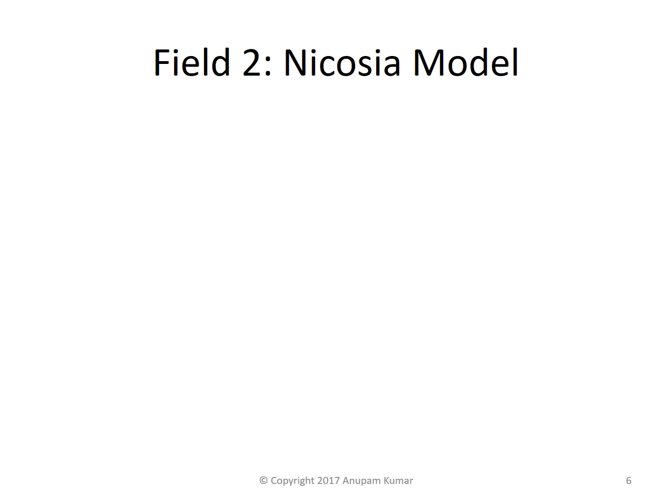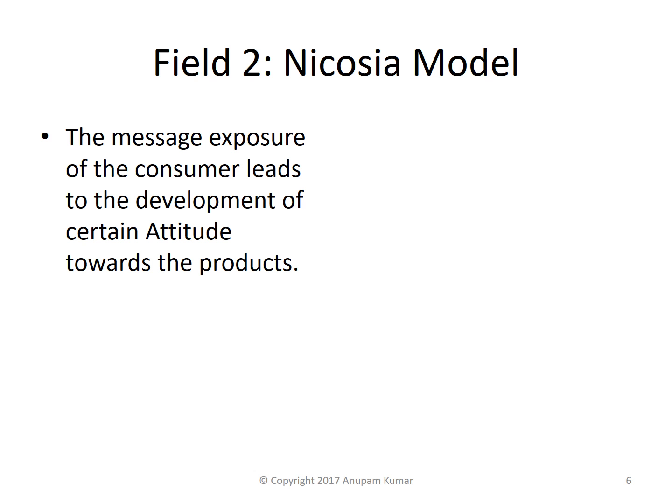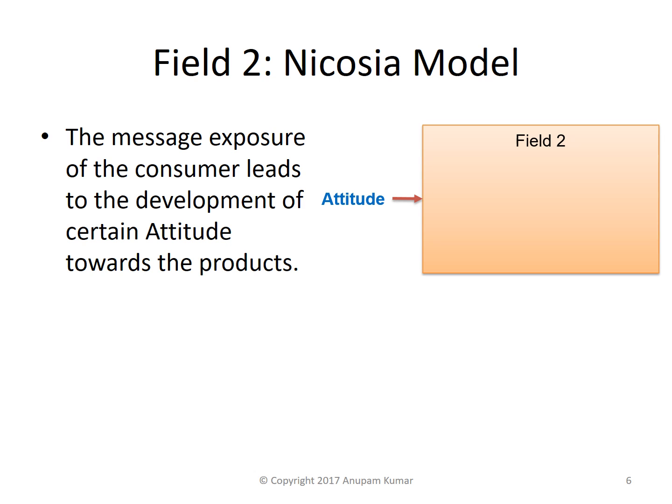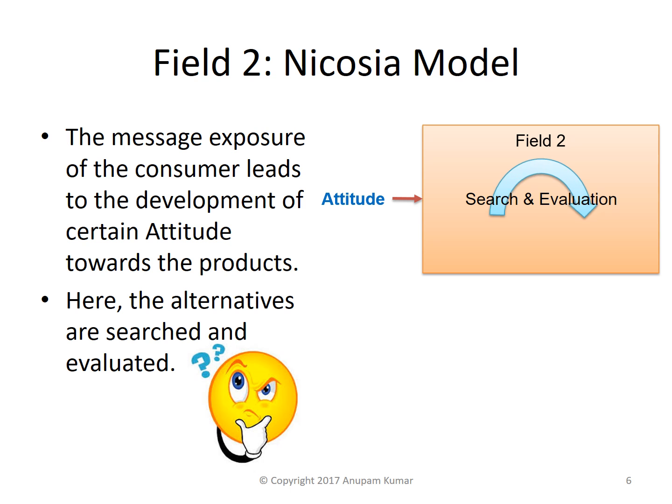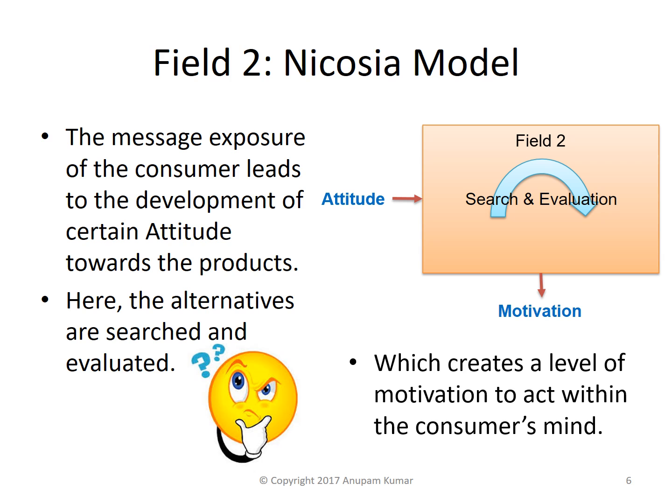The second field of Nicosia model is a result of the attitude. That is, the message exposure of the consumer leads to the development of certain attitude towards the product, as a result of which the search and evaluation commences. Here, the alternatives are searched and evaluated by the consumer, the result of which is the formation of certain motivation. That is, this search and evaluation leads to a level of motivation within the mind of the consumer to act.